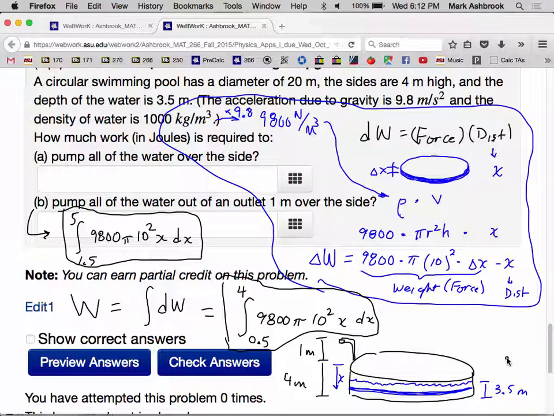Yeah? So on the test, are you going to care how we get to the answer? Because you can use physics formulas too to do some of this. No, I want to see that you can set up integrals. Yeah.